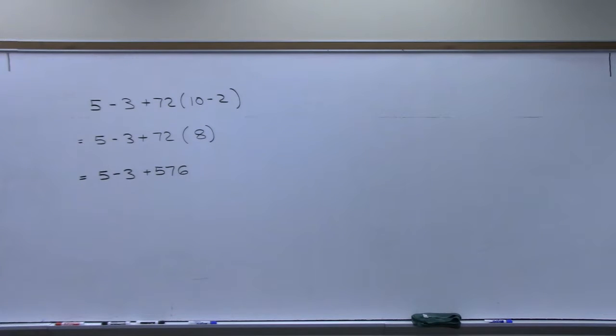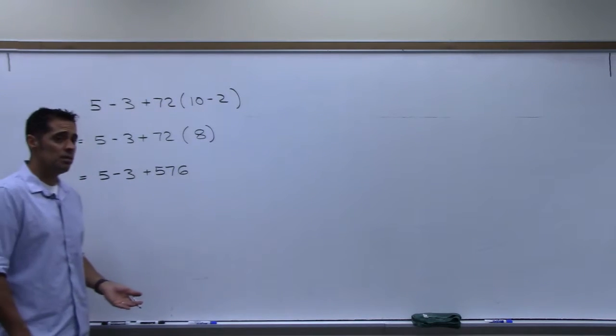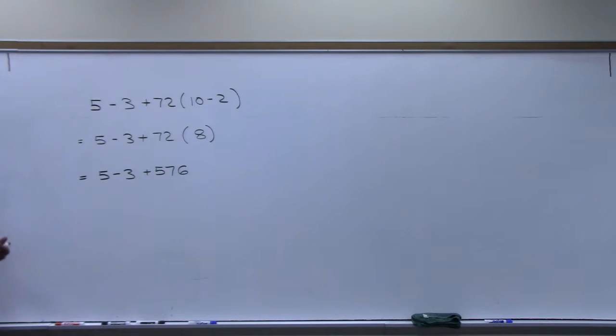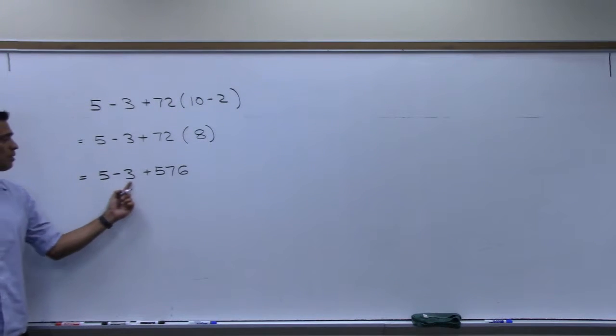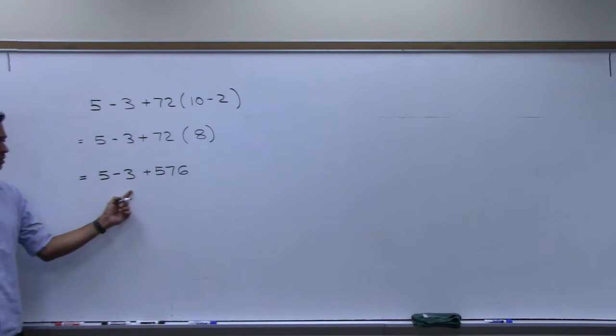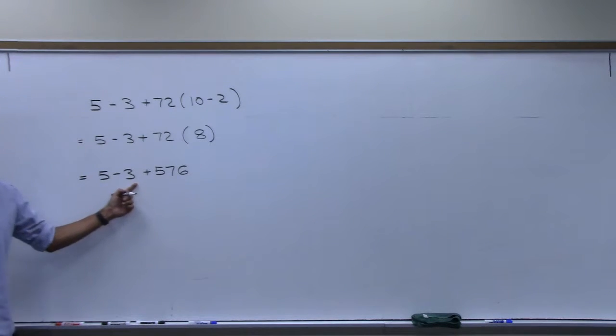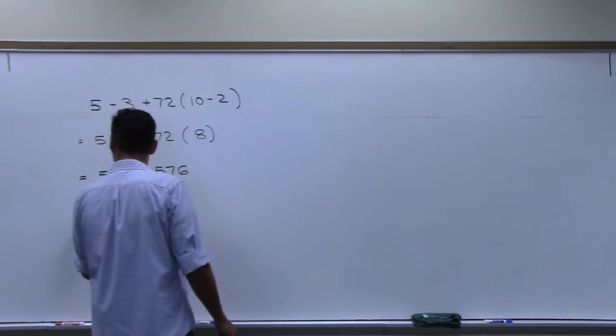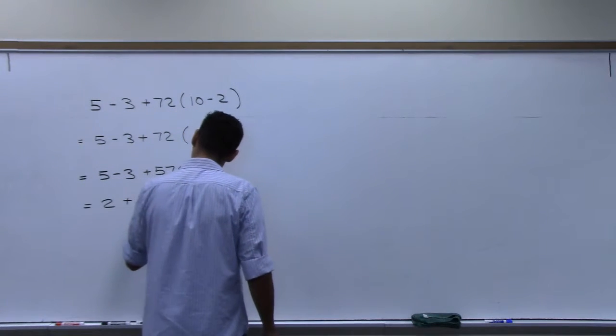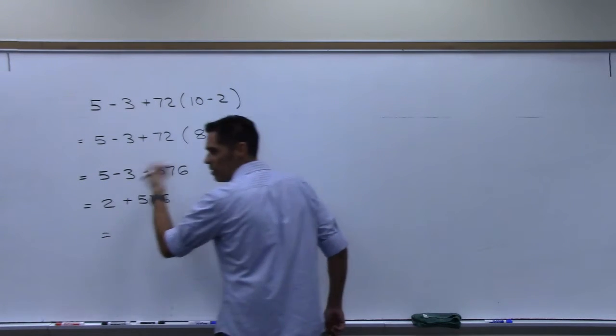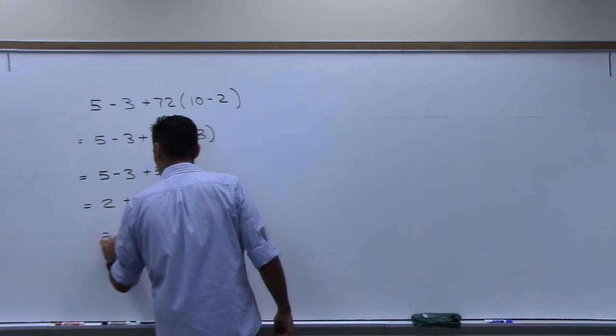All right, start over. Parentheses, there are none. Exponents, there are none. Multiplication, division, nope. Addition and subtraction comes next, from left to right, whichever appears first. So I'm going to do this subtraction first. So 5 take away 3, 2. 2 plus 576, and we're pretty much there, right? Just add, 578, we're done.